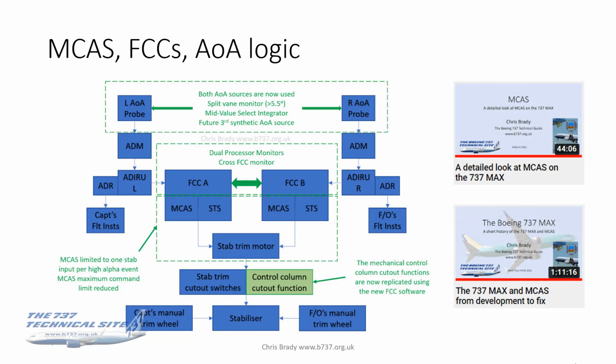MCAS is now limited to one stab input per high alpha event, and the max commanded limit has been reduced, so it will not be able to have such a catastrophic effect as it has previously. And finally, the mechanical control column cutout functions are now replicated using the new FCC software. So this was if there was aft trim, you could stop that by moving the control column forward, and vice versa. And that function is now replaced with the FCC software.